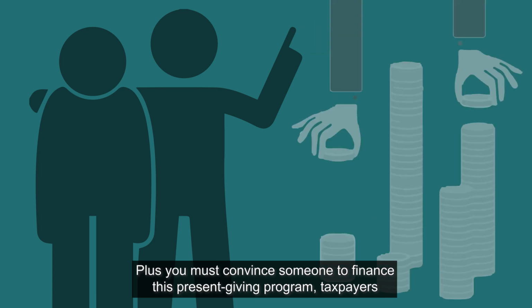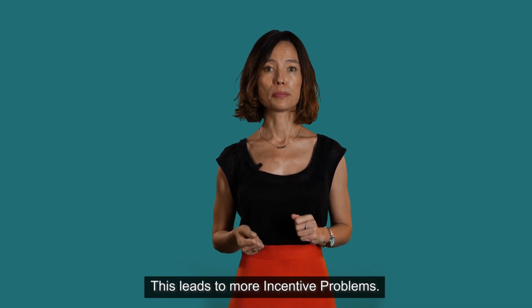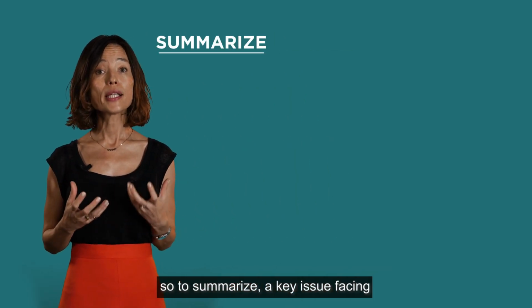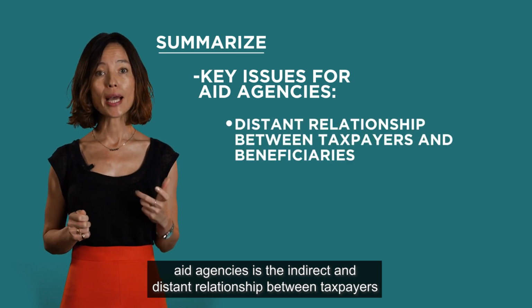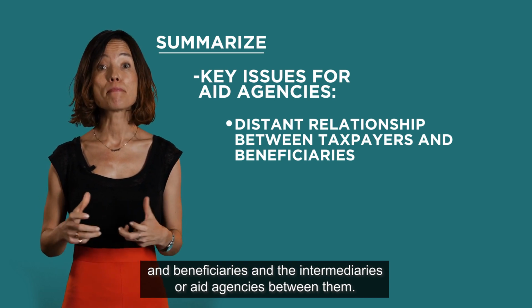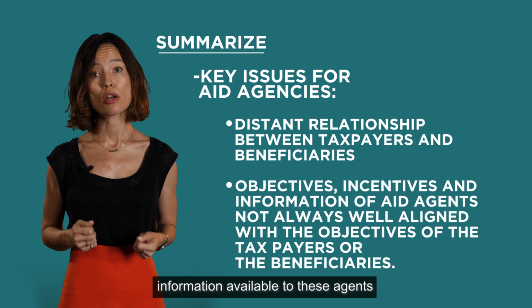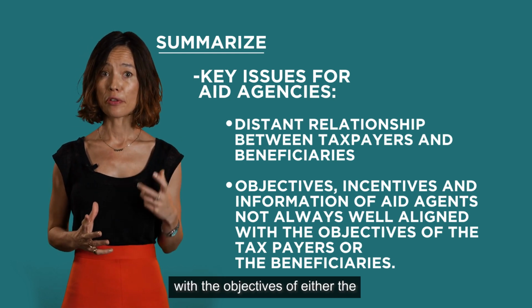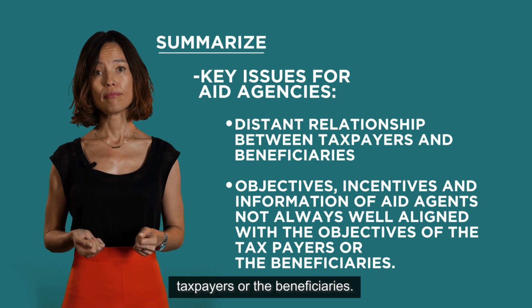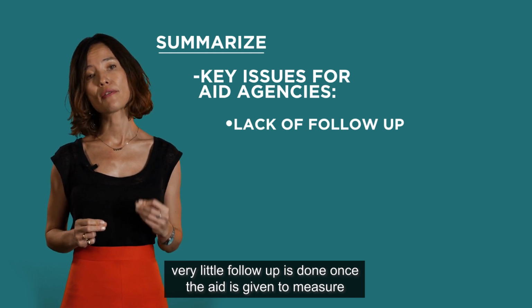Plus, you must convince someone to finance this present giving program, taxpayers, who may be aware of knowledge and incentive problems. This leads to more incentive problems. So to summarize, a key issue facing aid agencies is the indirect and distant relationship between taxpayers and beneficiaries, and the intermediaries or aid agencies between them. The objectives, incentives, and information available to these agents are not always well aligned with the objectives of either the taxpayers or the beneficiaries.